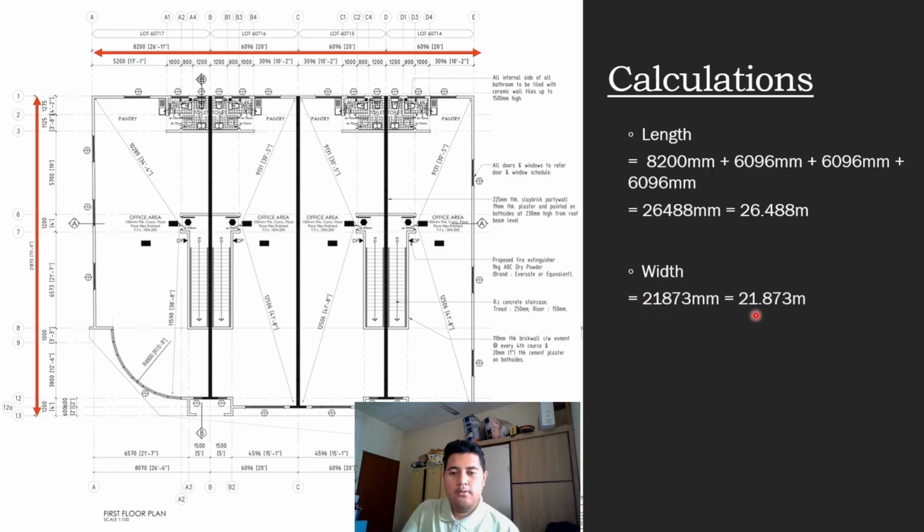So this essentially is still the same as the ground floor. So we just do the same technique again for the floor area. To get the floor area, we just multiply length times width, so we can get the answer, which is 579.37 meters squared, which is still the same as the ground floor.